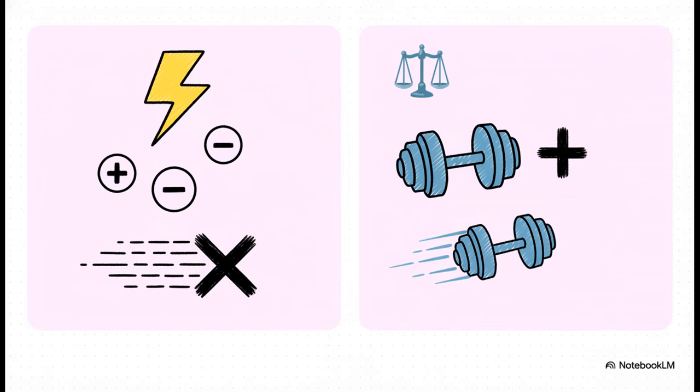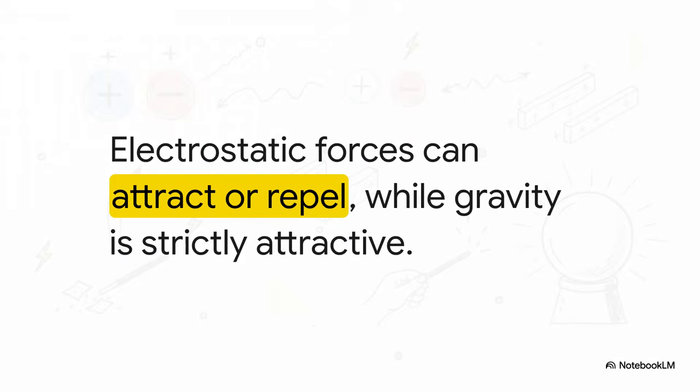But mass? According to the special theory of relativity mentioned in the notes, mass actually increases with speed. How wild is that? So the crucial point here is this duality. Because charge can be positive or negative, electrostatic forces have the dynamic ability to either push or pull. Gravitational forces, which depend on mass, are strictly a one-way street. They only ever pull things together. Gravity attracts, but electrostatics can attract and repel.